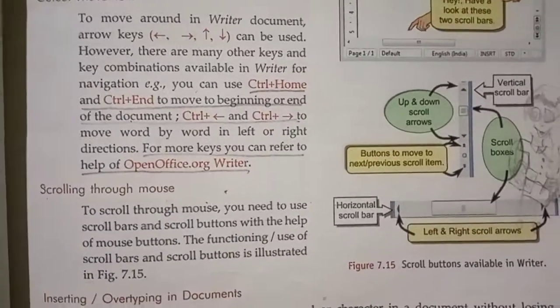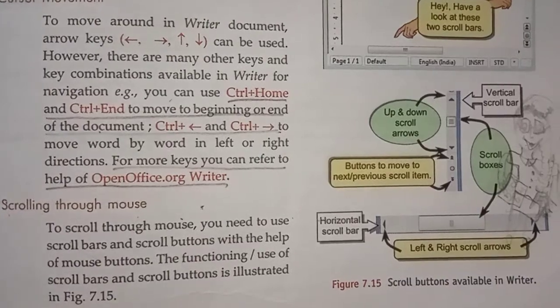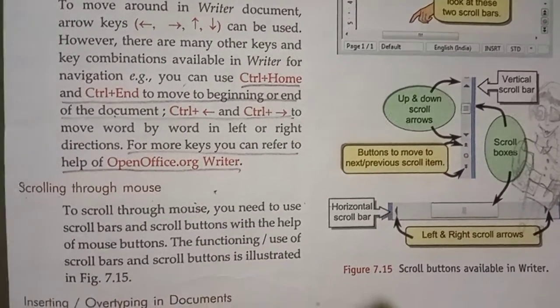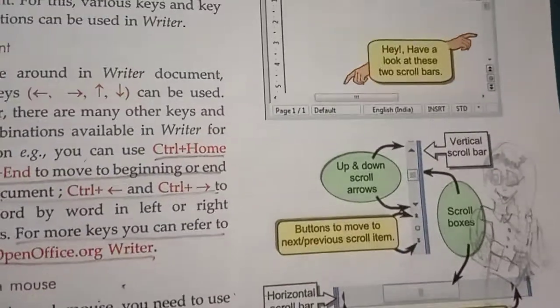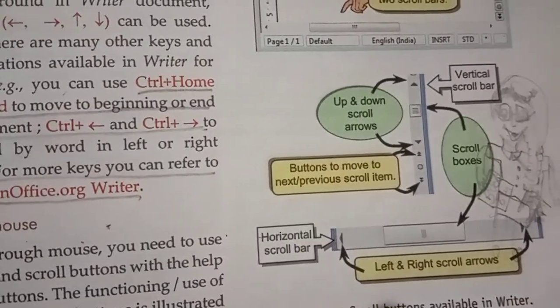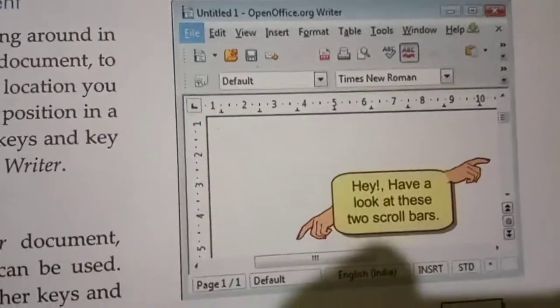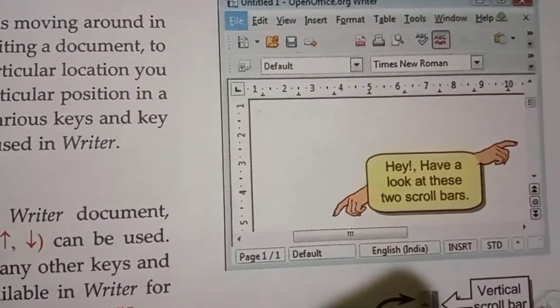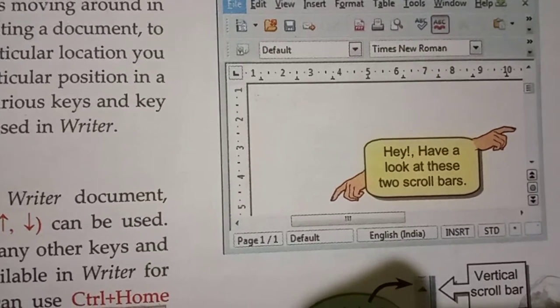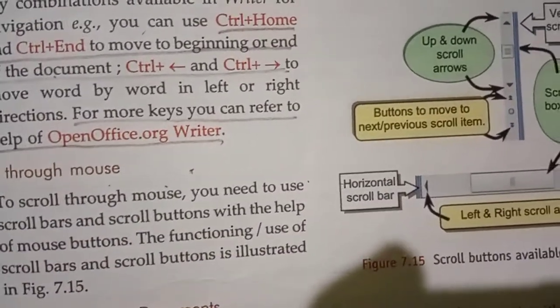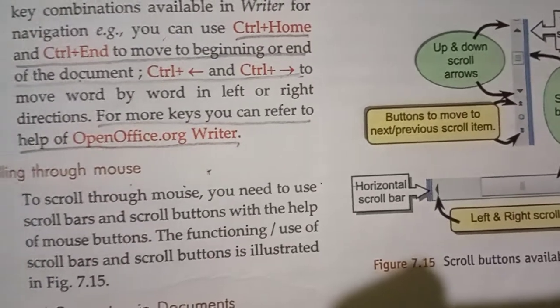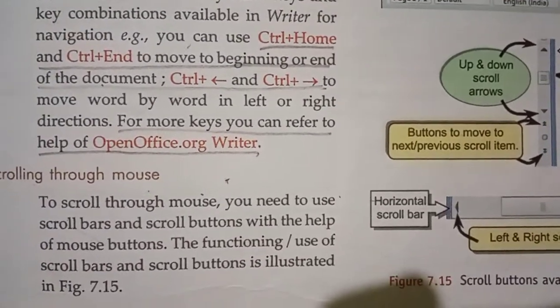Then scrolling using the mouse. You can scroll using the mouse. Look, you can see that one horizontal and one vertical scroll bar are here. So we can also navigate using the mouse. Just click on the scroll bar, then you can move right or left. That is called mouse scrolling.